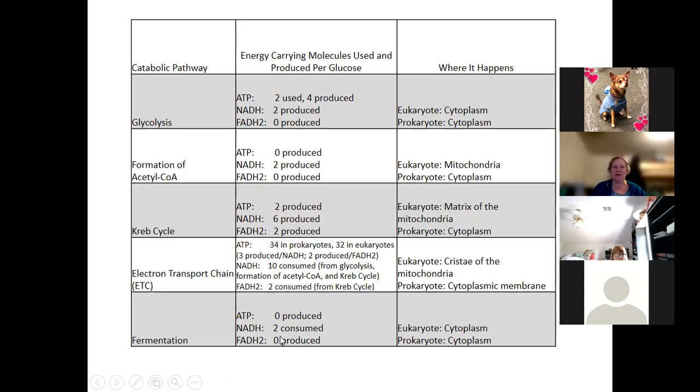Jumping down to fermentation, no ATP produced directly. 2 NADH consumed because we need NAD plus to keep glycolysis going. No FADH. Both happen in the cytoplasm. How are we doing? Any questions?